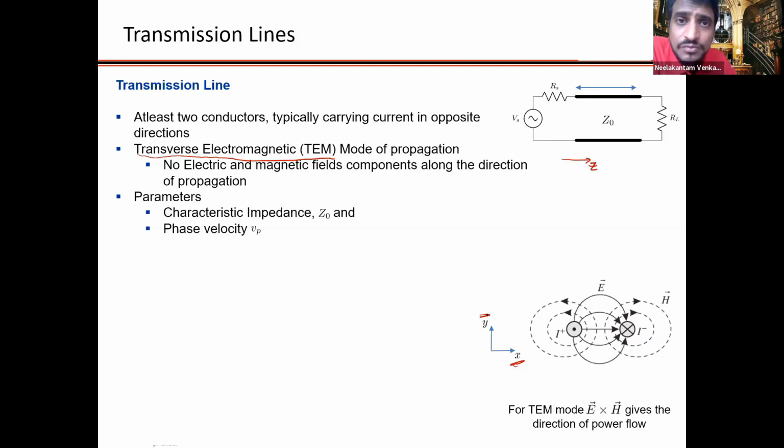So transverse electromagnetic modes are those modes where the electric and magnetic field are only on the transverse plane. So they don't have any component of that vector in the direction of propagation. They don't have any Z component. They only have X and Y component in this case. And interestingly, your E cross H gives the direction of propagation of the wave. That E cross H here gives you the direction of the power flow, in which direction the power is flowing. So once you have a transmission line, the power can be either going to the plus Z or minus Z direction.